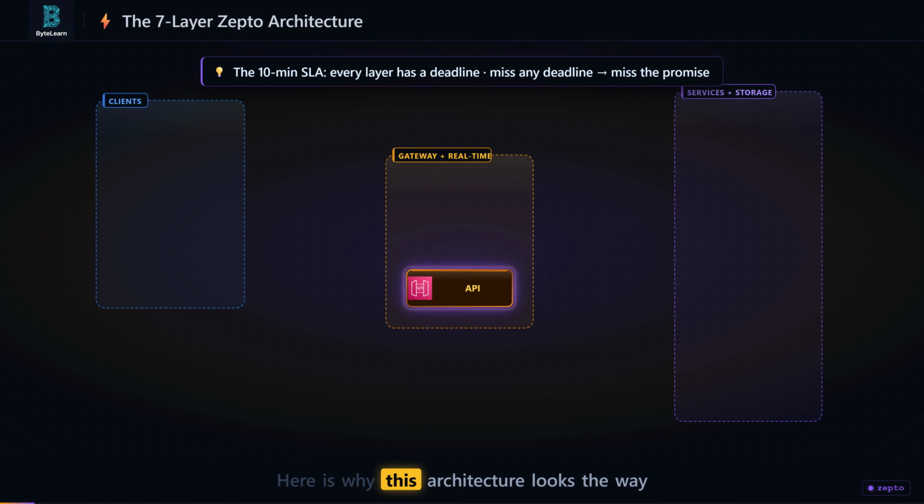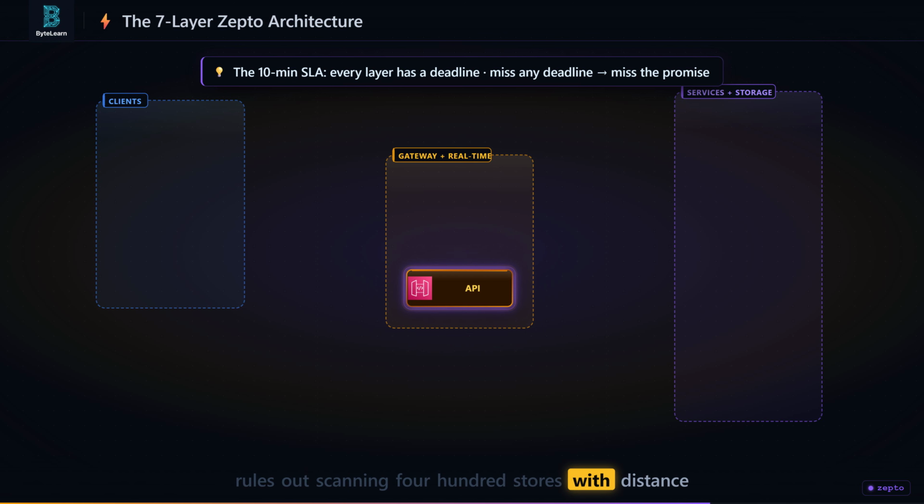Here is why this architecture looks the way it does. The 10-minute delivery promise forces a time budget on every single layer. Inventory check must finish in under 5 milliseconds. That rules out a database query, which takes 20 milliseconds. So inventory must live in Redis. Dark store assignment must finish in under 50 milliseconds. That rules out scanning 400 stores with distance calculations. So geohash lookup in Redis is used instead. Every design choice you see flows from this constraint.